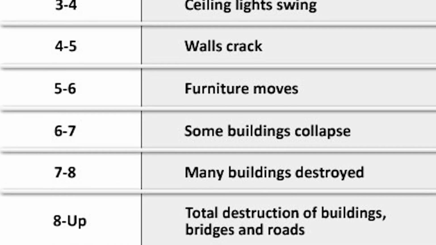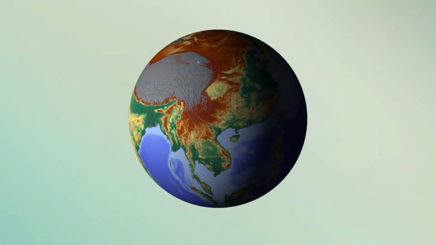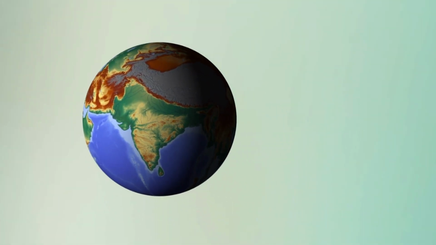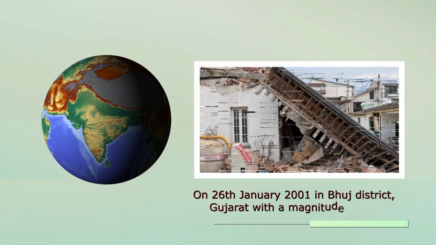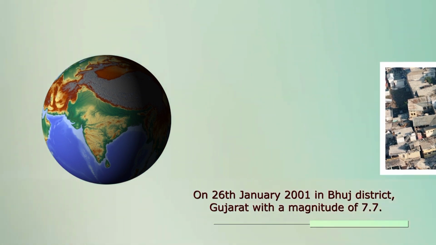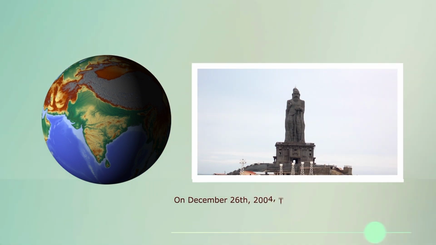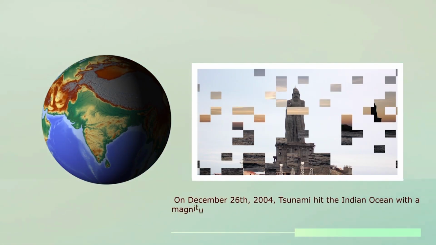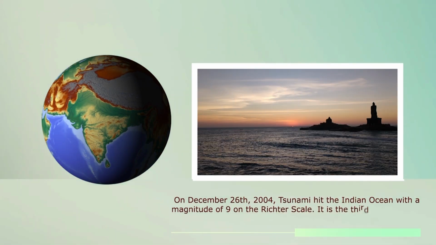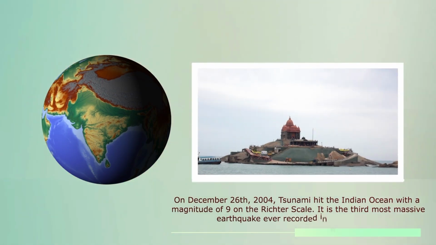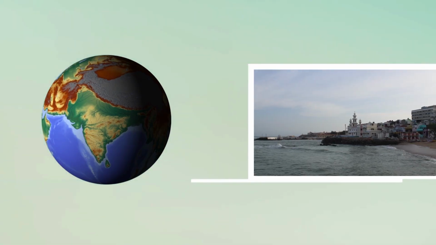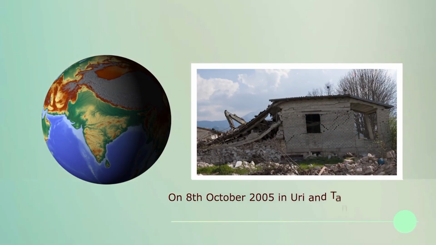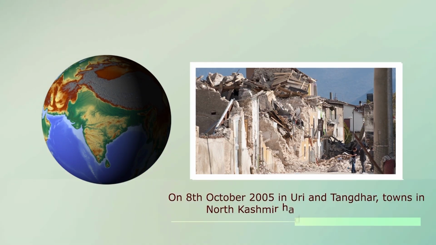Major deadly earthquakes that have occurred in India: on 26 January 2001 in Bhuj district, Gujarat, with a magnitude of 7.7. On December 26, 2004, a tsunami hit the Indian Ocean with a magnitude of 9 on the Richter scale. It is the third most massive earthquake ever recorded in world history. On 8 October 2005, in Uri and Tangda towns in North Kashmir, with a magnitude of 7.6.